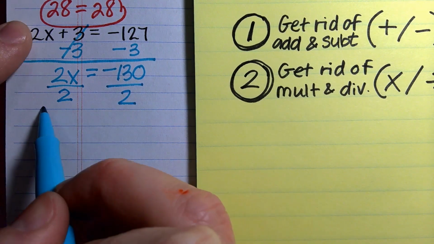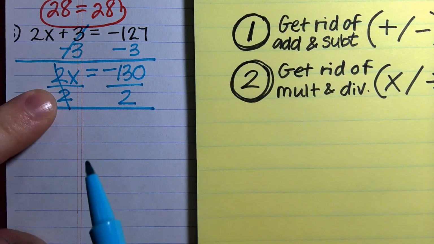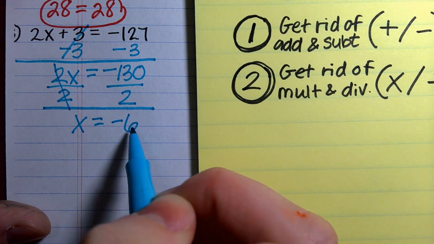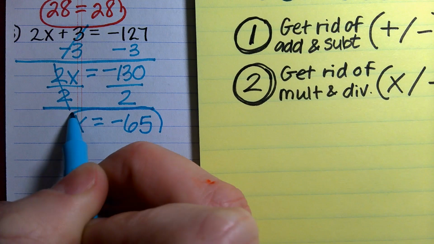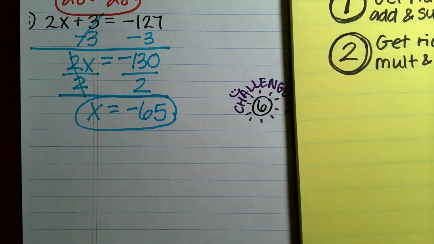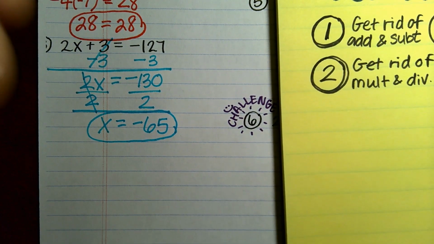Gotta do it on both sides. Yeah, negative 65. The 2's cancel. I get x equals negative 65. Perfect, perfect. I got that one right.